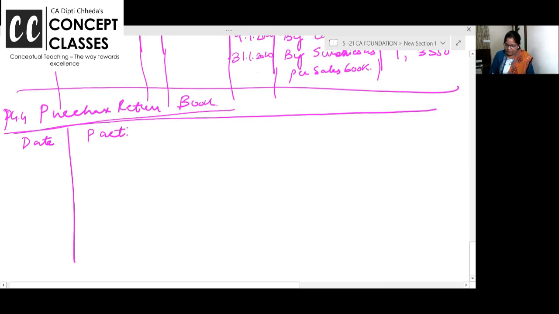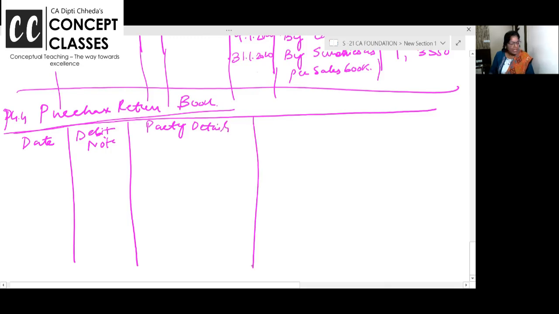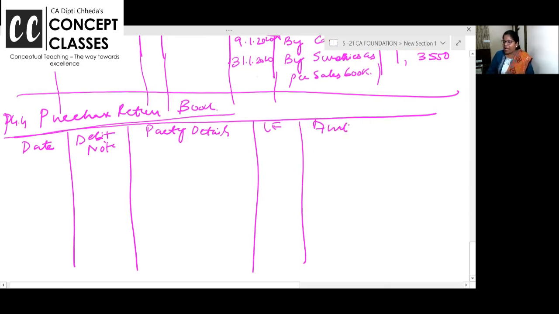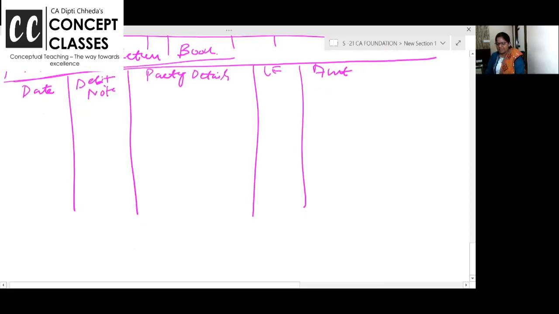Date, then the document number. See, when I purchased, it was the purchase invoice number, then the sales invoice number. Now in purchase return I will write debit note. Then I will write party details, suppliers and all, ledger folio, and then amount. I can make a column before amount for freight, carriage inward and all, in case they say.